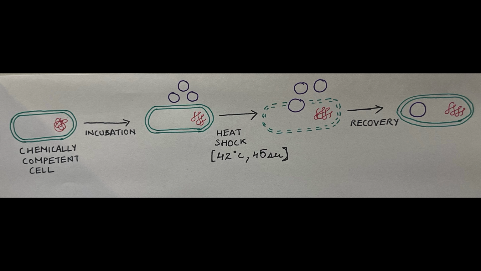Place the heat shocked cells back in ice for at least 2 minutes. Add SOC media or LB and incubate the transformed cells at 37 degrees Celsius for 30 minutes with agitation. Plate 2 quantities of transformed bacteria to ensure isolation of colonies.